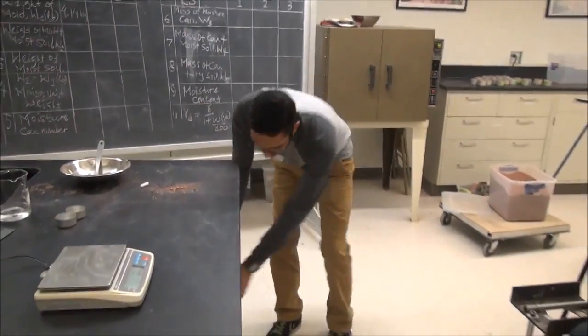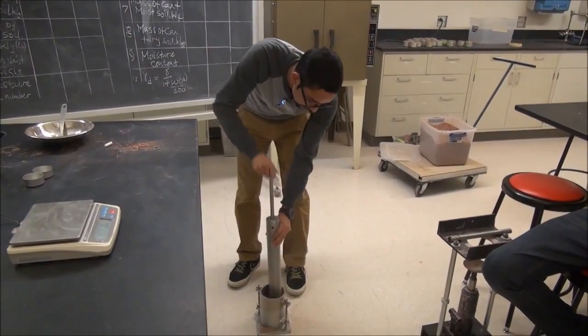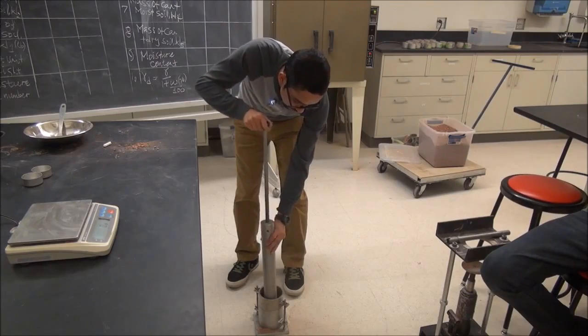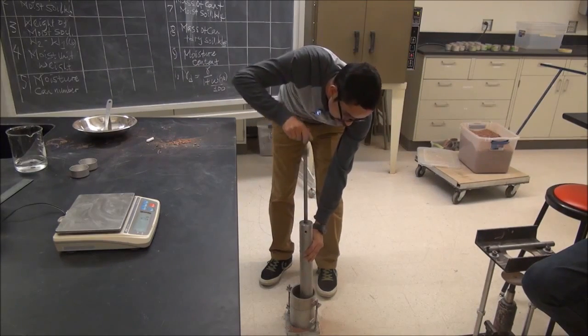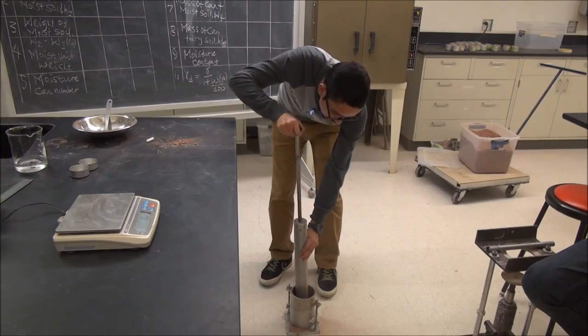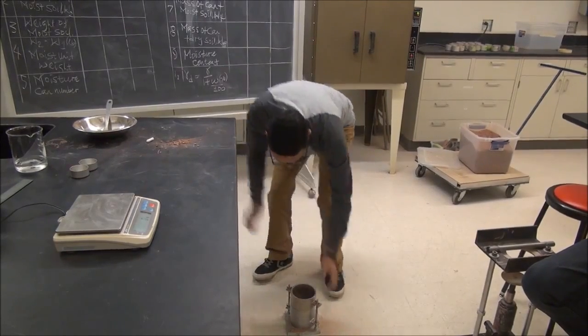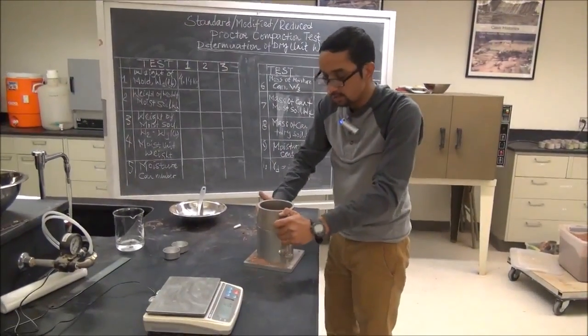Again 25 number of blows. 1, 2, 3, 4, ... 23, 24, 25. So I have compacted 3 layers of soil in this mold.